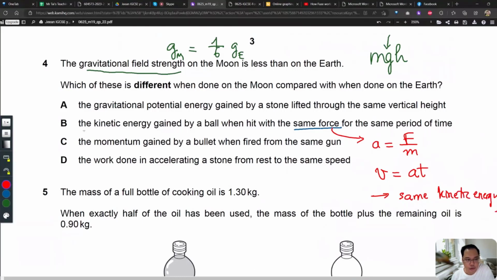And we choose which of these is different. We've just explained that A is different. Momentum gain is the same for the same reason. The same force, the same acceleration, the same velocity, and therefore the momentum is the same, the kinetic energy the same. Work done is also the same. So the thing that is different is the potential energy. Okay? Potential energy, answer A. Because the other things, kinetic energy, momentum, work, do not depend on the gravitational field strength. They only depend on the force, and the force we exert also does not depend on the field strength. Okay?